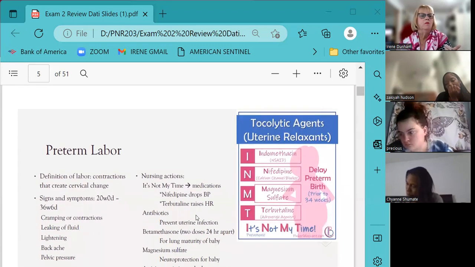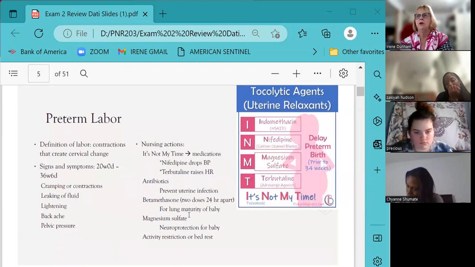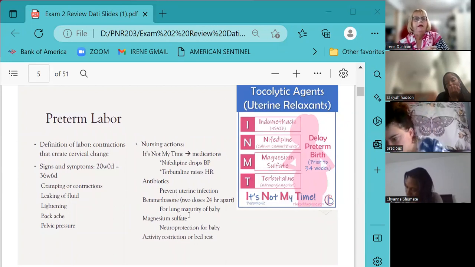All righty, moving right along. Remember, this is a review, so things are going to be moving quite fast. It's called preterm labor. Now, what is preterm labor?